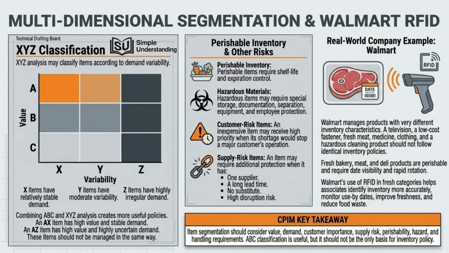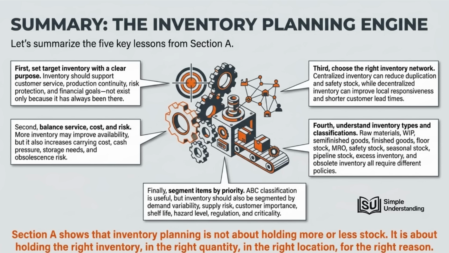Inventory segmentation should consider value, demand, customer importance, supply risk, perishability, hazard level, regulation, and criticality. Let's summarize the 5 key lessons from Section A. First, set target inventory with a clear purpose. Inventory should support customer service, production continuity, risk protection, and financial goals, not exist only because it has always been there. Second, balance service, cost, and risk.